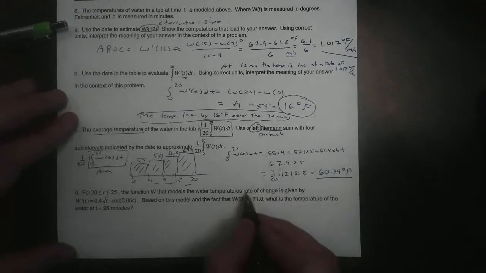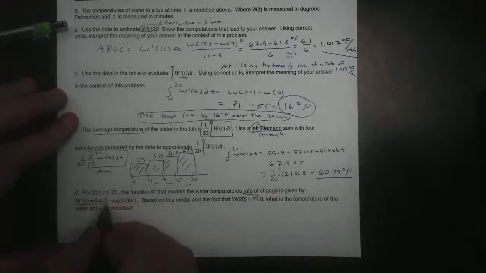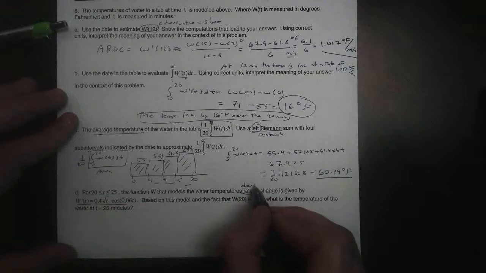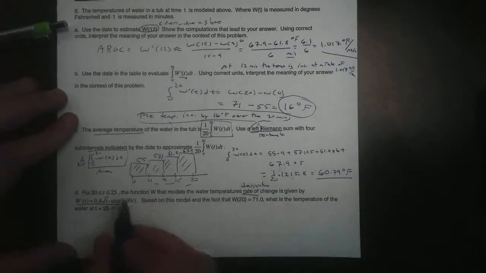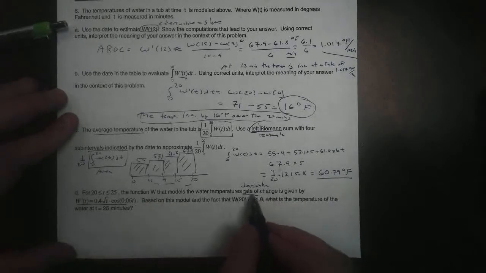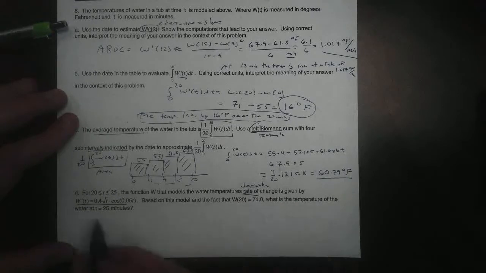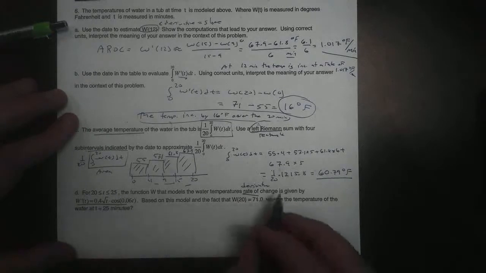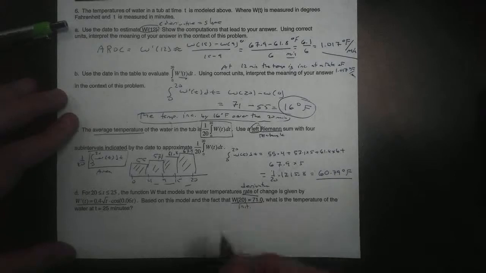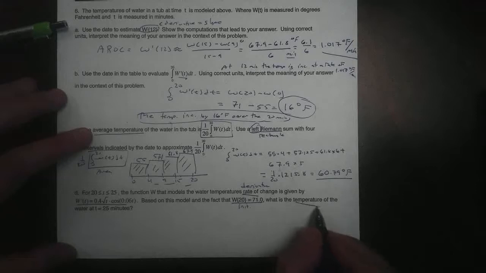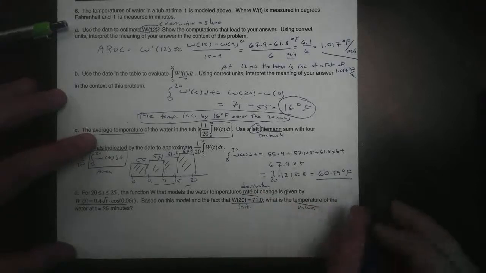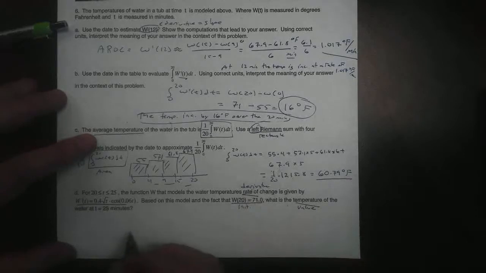Again, they're giving us a rate of change. In other words, they're giving us the derivative, if we read the problem here. The function models the water temperature rate is given by this formula. Based on this model and the fact that W of 20 is 71, so they're giving me some initial value, so I know I'm going to have to solve something. What is the temperature of the water? So they give me the derivative, I have to find the value. We know we have to integrate here.